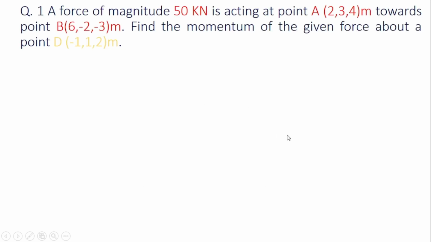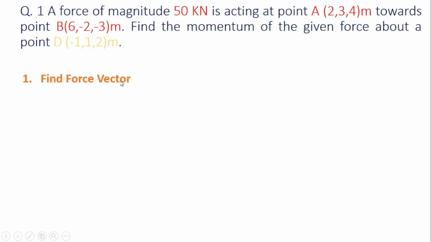So we'll start with one numerical. A force of magnitude 50 kilonewton is acting at a point A (2, 3, 4) meter towards point B (6, -2, -3) meter. Find the moment of the given force about a point D (-1, 1, 2) meter. So here the force magnitude is given, 50 kilonewton. So the starting point or initial point is A (2, 3, 4) and the end point is B (6, -2, -3), and we have to calculate the moment about a point D whose coordinates are (-1, 1, 2).